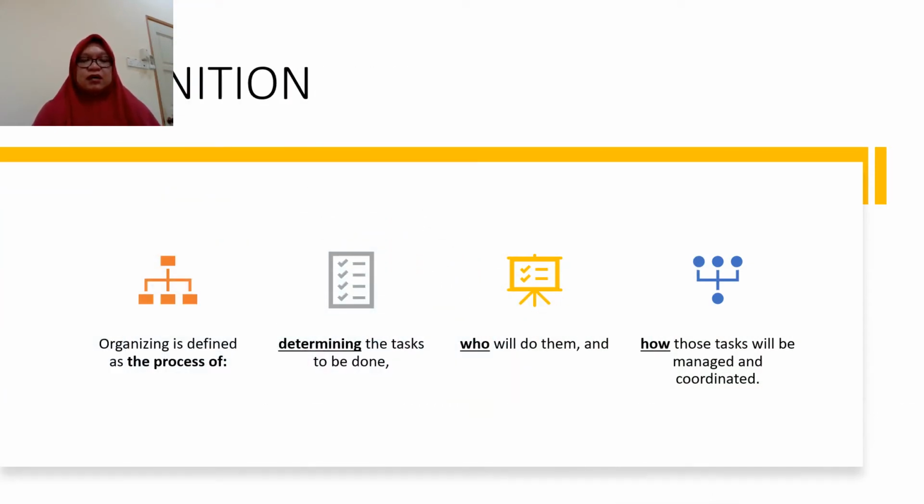Of course, we need to know the definition of organizing. Organizing is defined as the process of determining the tasks to be done, who will do them, and how those tasks will be managed and coordinated. The process means that there are stages, step by step, of what they have to do in organizing. They need to determine what the tasks are, how to do them, who will do them, and how those tasks will be managed, meaning who will manage the employees who are doing the tasks.